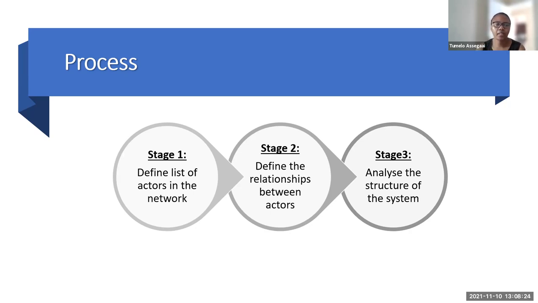Stage one, you define the list of actors in your network. Stage two, you define the relationships between actors. In stage three, you analyze the structure of the system. So stage one is just a simple survey. You give people papers. Stage two, you ask them to identify who they link to, and stage three is where you use the software to draw the graphs.